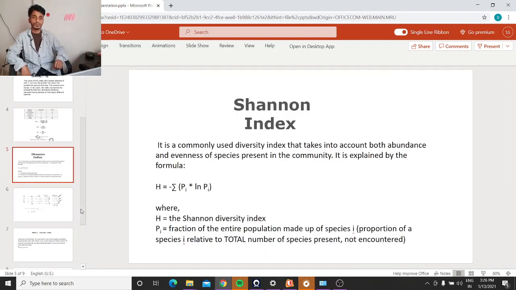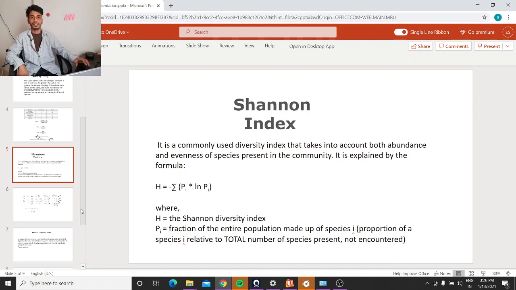Now let's move to Shannon index. It is also a commonly used diversity index that takes into account both abundance as well as the evenness of a species. It is denoted by capital H. The formula is capital H is equal to minus summation of pi into natural log of pi. So H is the Shannon index, pi is the fraction of the entire population made up of species.